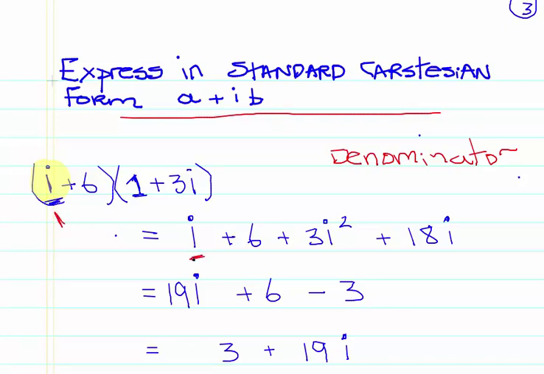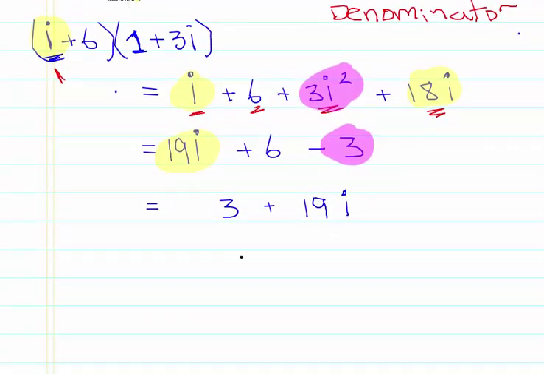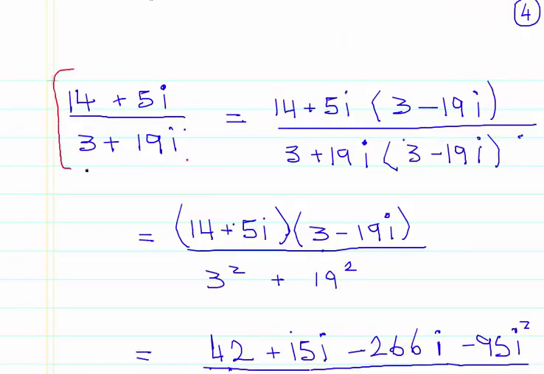i times 1 gives us i. 6 times 1 gives us 6. i times 3i gives us 3i squared, and 6 times 3i gives 18i. And again, 3i squared gives us minus 3. I and 18i gives us 19i. So essentially we work it down and we end up with 3 plus 19i. Okay, good. So this is our expression now.